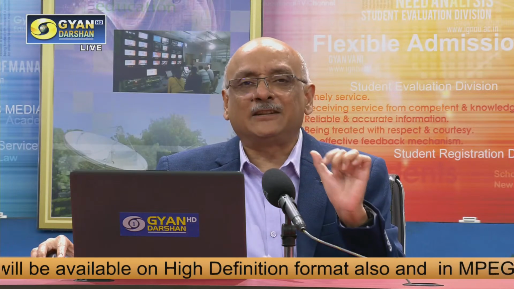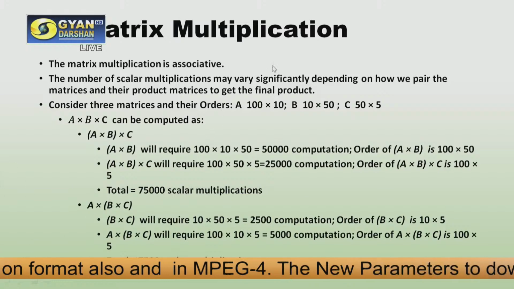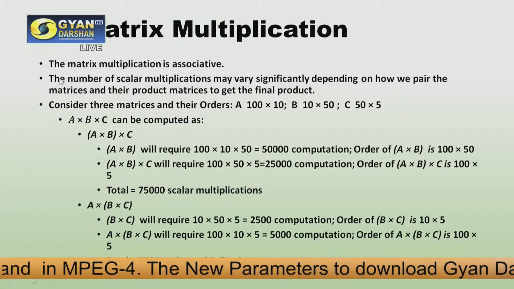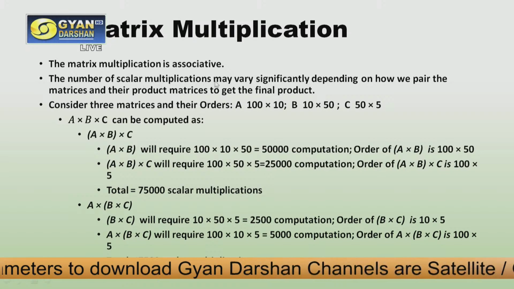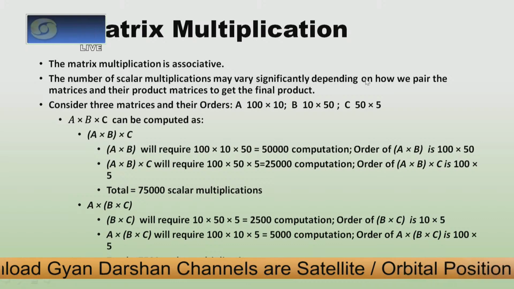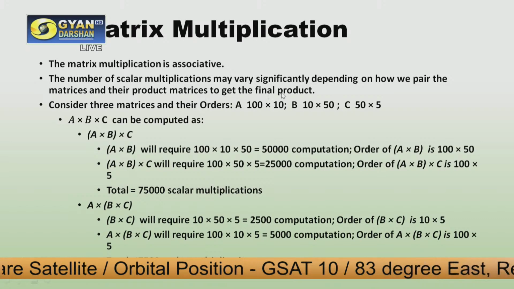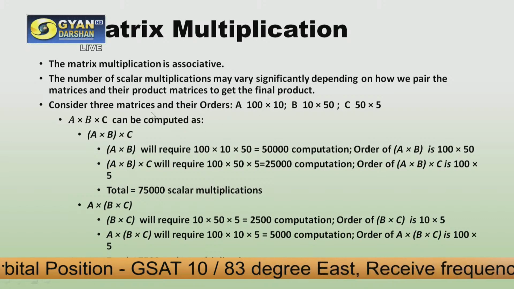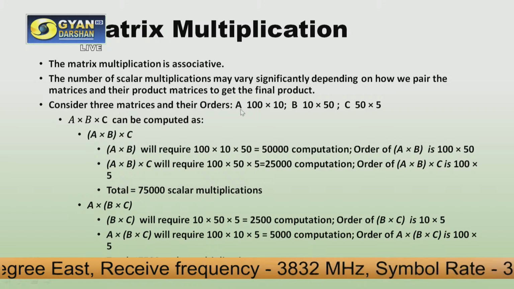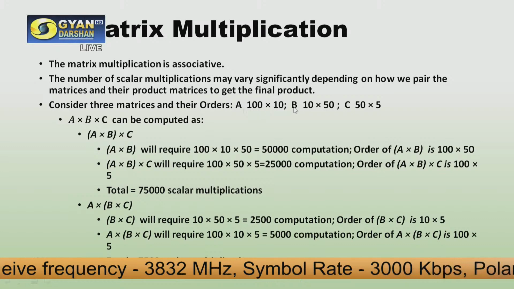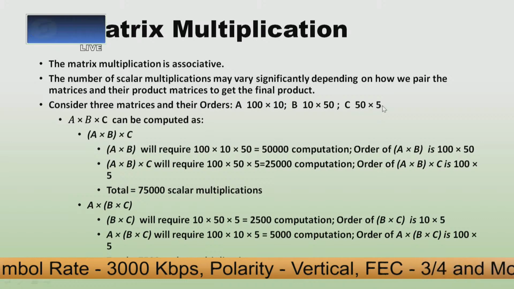So let us explain this particular concept with the help of another example. What we have studied just now is that matrix multiplication is an associative operation, right? And the number of scalar multiplications may vary significantly depending on how we multiply matrices and their product matrices to get the final product. Let's explain this with an example. Consider 3 matrices. The order of A is 100 cross 10. Order of B is 10 cross 50. And order of C is 50 cross 5.